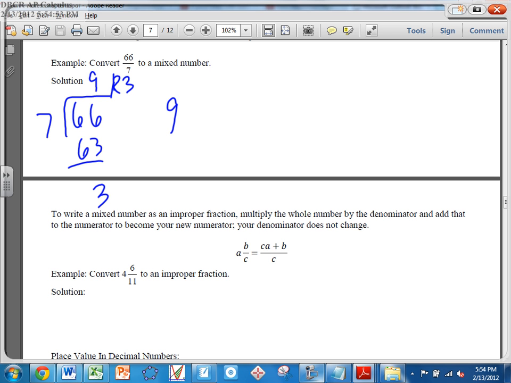But if you remember from last time, we said remainder 3 means the 3's up here. The divisor is my 7 here. So I take the 7 and put that in the denominator. And there's your mixed fraction. Okay, again, your whole part is 9. Your fractional part is 3/7.